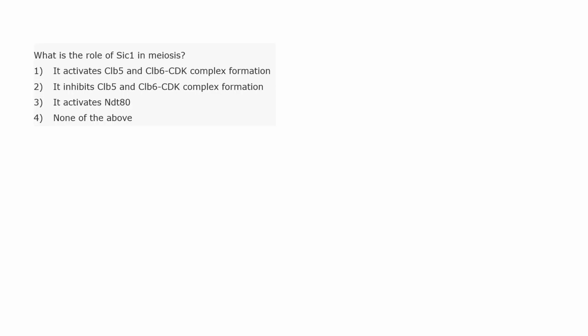What is the role of SIC1 in meiosis? It activates cyclin B5 or cyclin B6 CDK complex formation. It inhibits that particular complex formation. It activates NPTEL, or none of the above. What is the role of SIC1 in meiosis? If you know some of the previous question, you can answer this one.